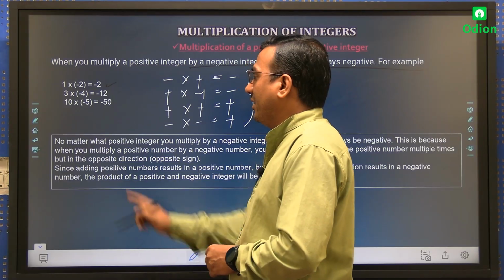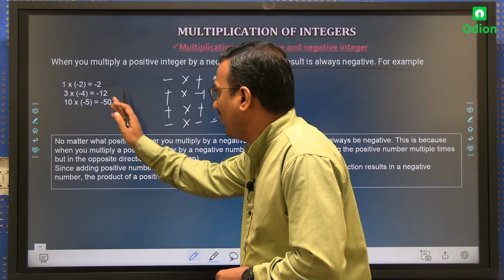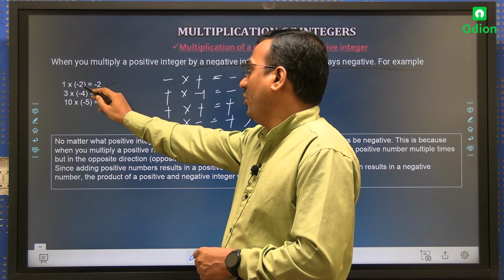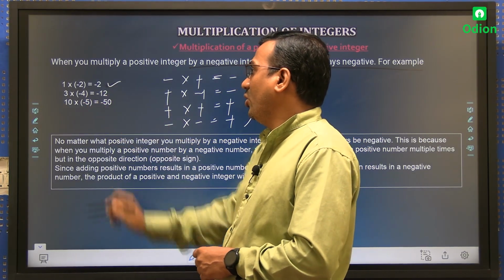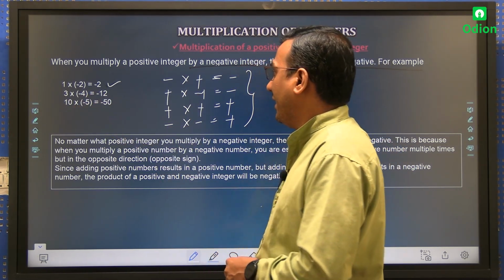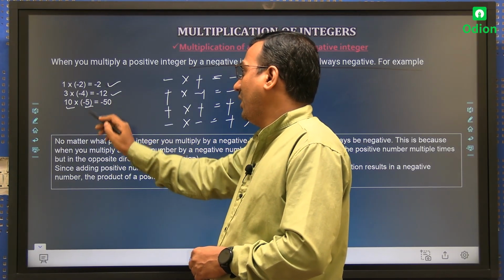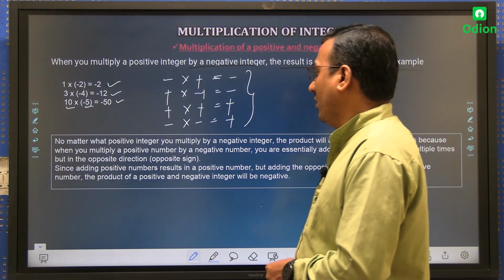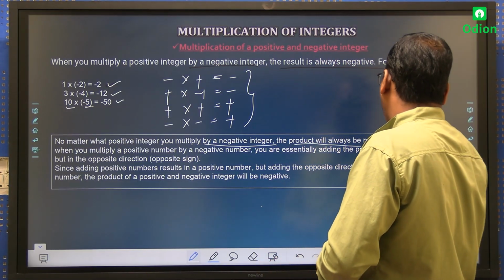Then check whether this answer is correct or not. It is one type of example based on these symbols. 1 multiplied with minus 2, the answer is minus 2, it is correct. 3 multiplied with minus 4, one is positive and the second is negative, so the answer is negative 12. 10 multiplied with minus 5, the answer is minus 50. No matter what positive integer you multiply by a negative integer, the product will always be negative.